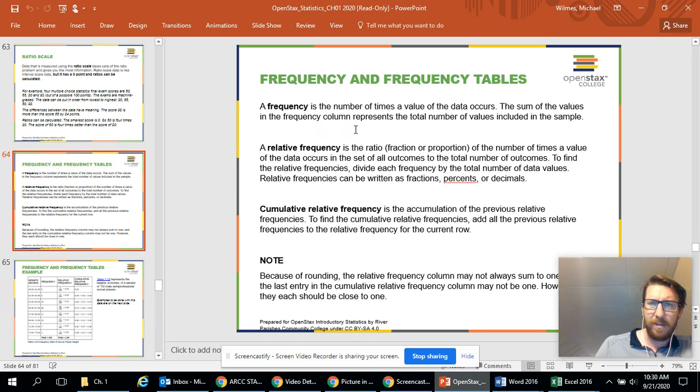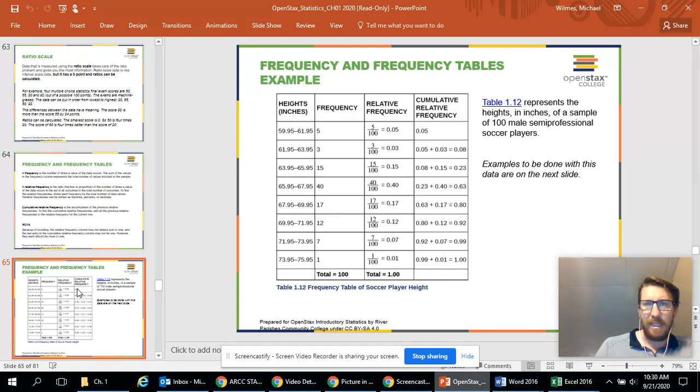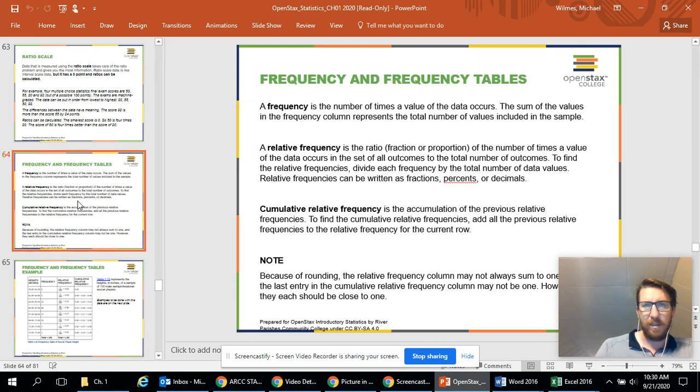All right, so frequency, relative frequency and cumulative relative frequency, and we're going to be looking at these tables and constructing those tables. So frequency is just the number of times something occurs. And relative frequency is the same thing except it's a ratio, so a fraction or proportion of our values. The cumulative relative frequency is just the sum up to and including that point.